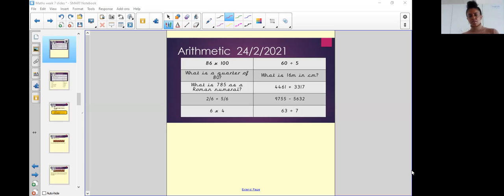So starting off today's lesson, we are going to go through our arithmetic questions. Number 1, 86 times 100. Number 2, what is a quarter of 80? Number 3, what is 785 as a Roman numeral? Number 4, 2 over 6, add 5 over 6. Number 5, 6 times 4. Number 6, 60 divided by 5. Number 7, what is 16 meters in centimeters? Number 8, 4,461 and 3,317.